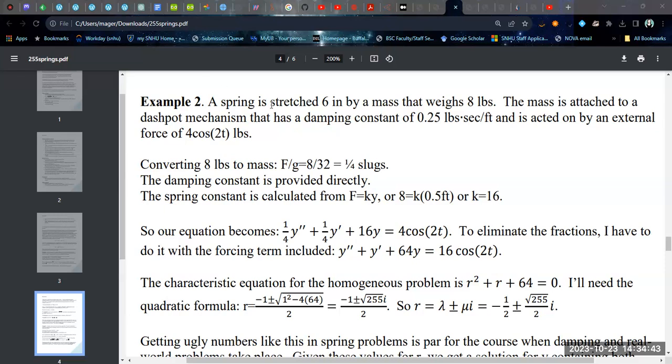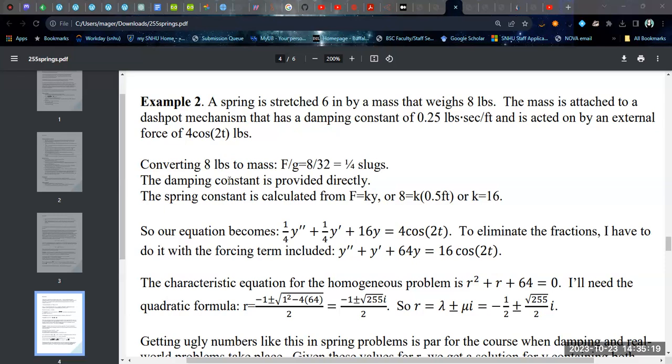So in this example, a spring is stretched 6 inches by a mass that weighs 8 pounds. And this is in English units. The mass is attached to a dashpot mechanism that has a damping constant of 0.25 pounds-seconds per foot. Again, don't worry about the units because that's taken care of. They're specifically set up to match with the velocity to produce force, and the mass is acted on by an external force of 4 cosine 2t.